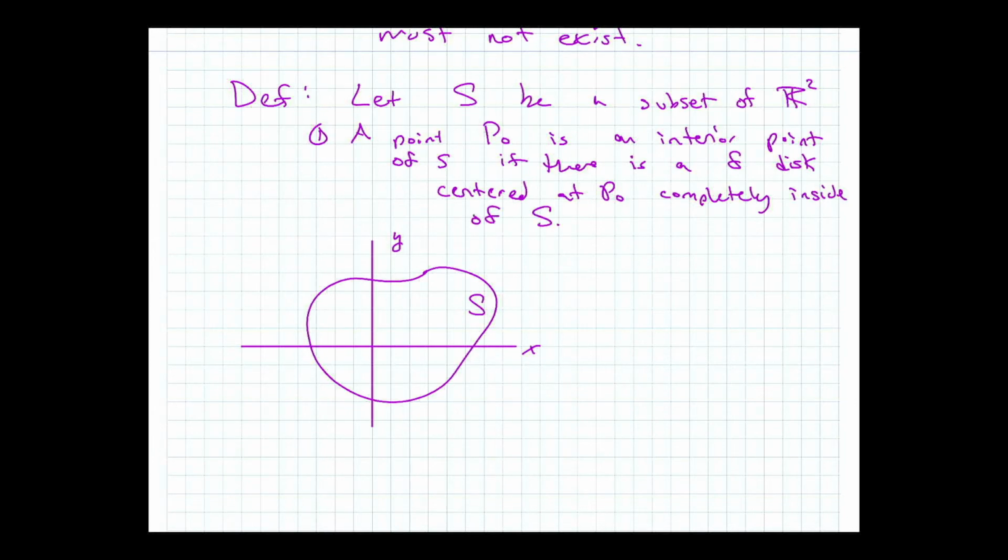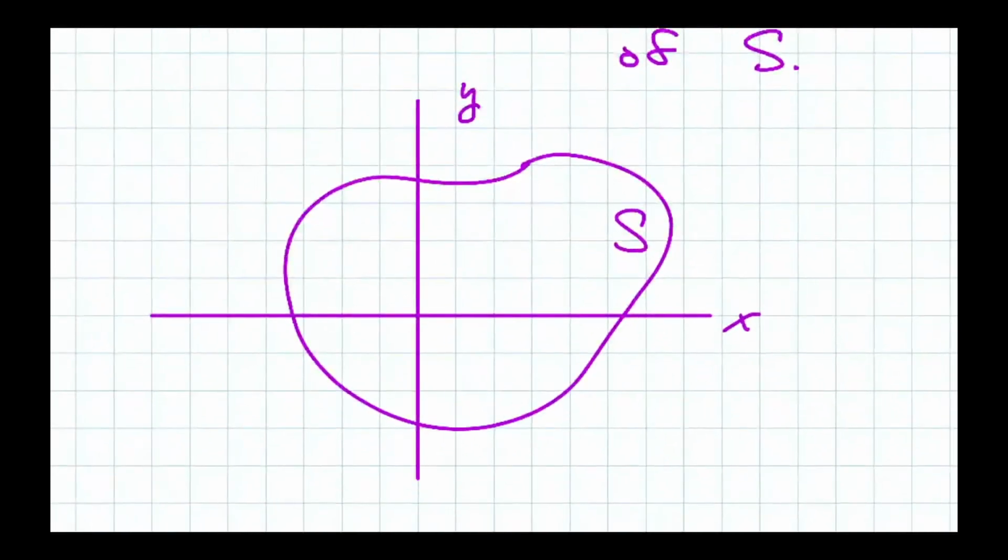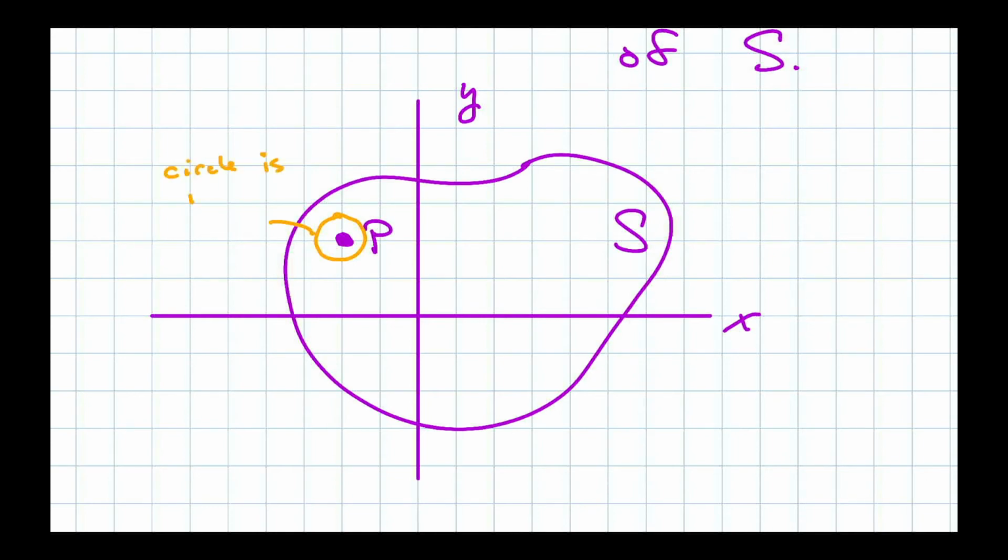Okay, now what's that mean? Well, if you take a point somewhere in S, like this one, that could be your P. Then you can draw a circle around it, and that circle is still in S. So the circle is inside of S. That means that P is an interior point.